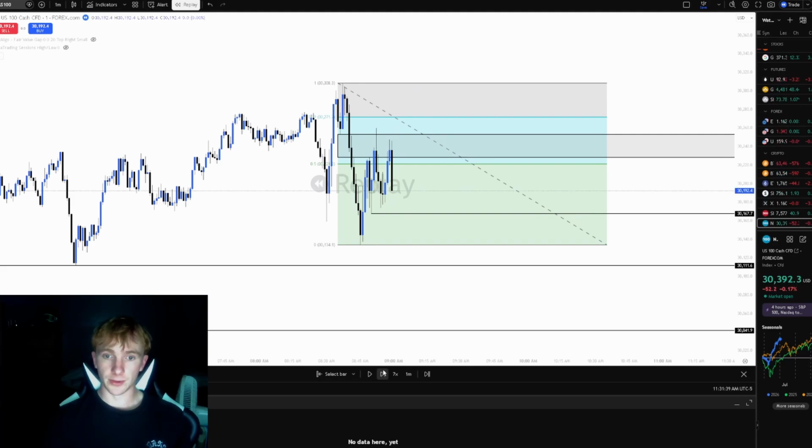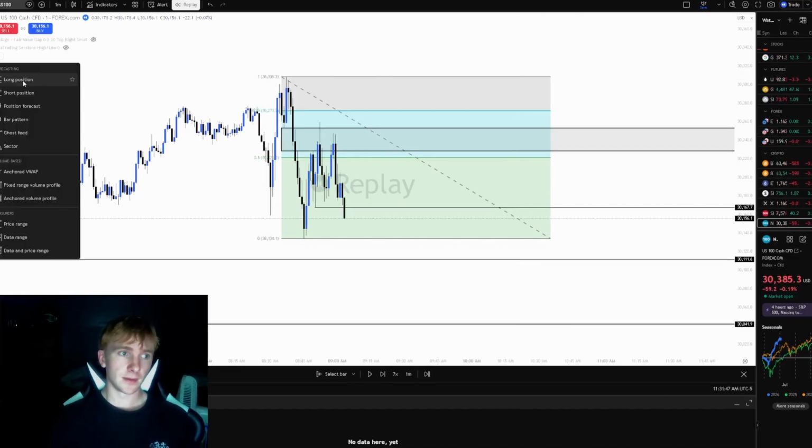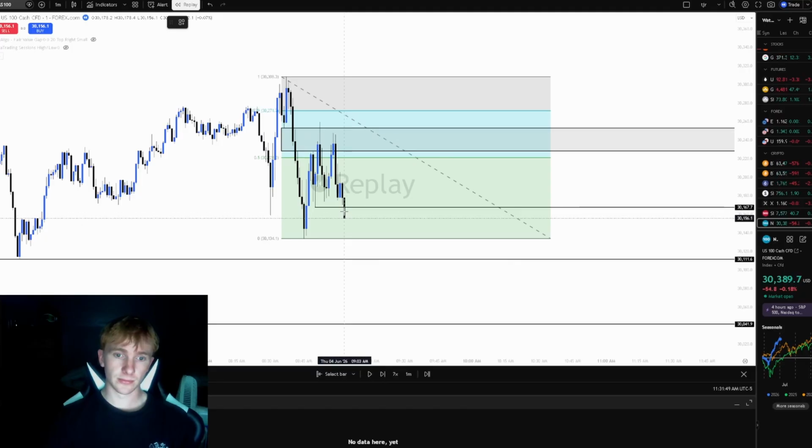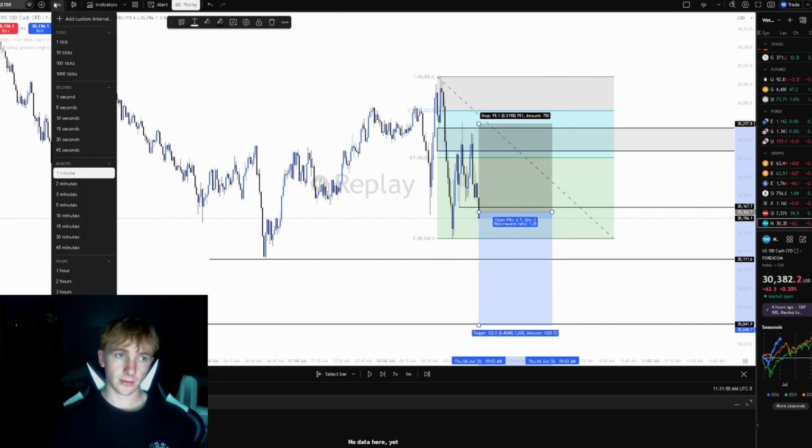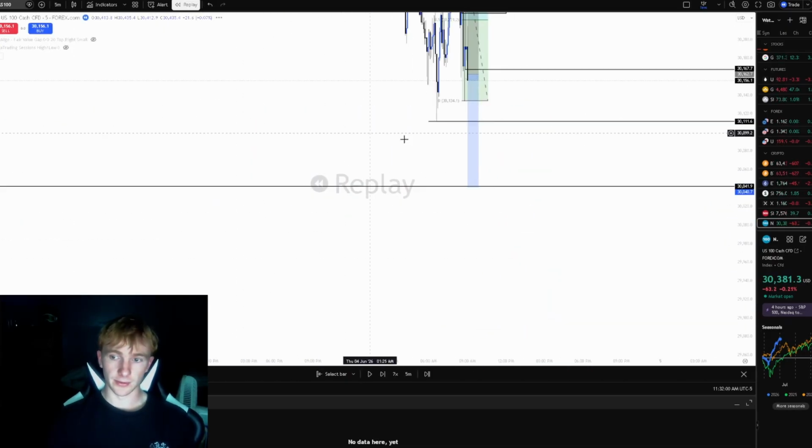but I think we get our break here, right? Yeah. So we get our break, and I go short with my stop loss above this 5 minute gap, and then my TP coming all the way down here.